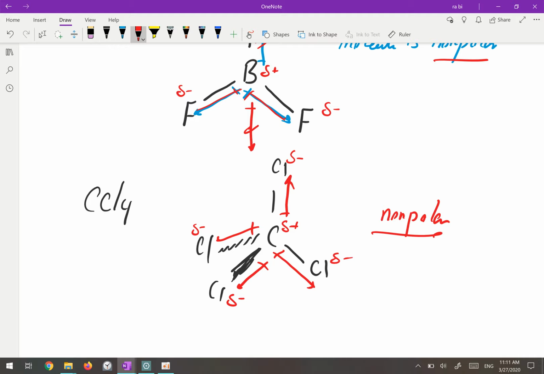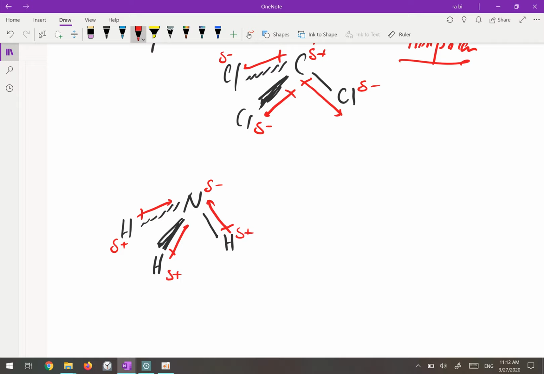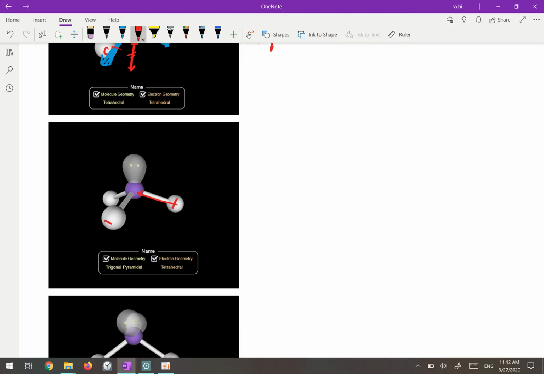Okay, let's have another example. The NH3. Nitrogen is more electronegative than hydrogen, so it's partially negative here, and the hydrogens are partially positive. So you will have three vectors, the direction of them from hydrogen to nitrogen, from hydrogen to nitrogen, from hydrogen to nitrogen. You can see the shape of them here. This is your molecule, so you have three dipole moments. One is here, the other one is here, the other one is here. These three vectors cannot cancel out each other. And if you add these three vectors, you will get a resultant vector like this. So the molecule remains polar. So in NH3, the molecule is polar.